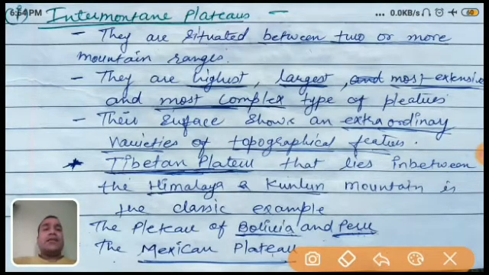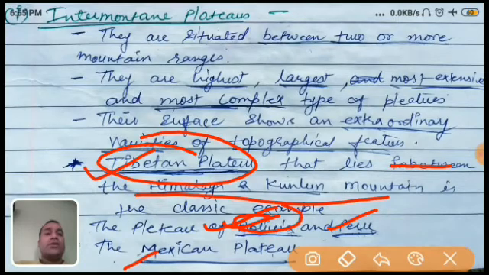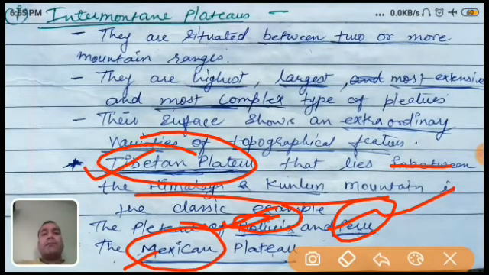Next one is the examples. Basically there are three examples here. First is the Tibetan plateau, which is in China. Second one, Bolivia and Peru. And third one is the Mexican plateau. This Tibetan plateau lies in between the Himalaya and Kunlun mountains. So first is the Tibetan plateau. Next one is in Bolivia, the Bolivian plateau. The Peruvian plateau is in Peru, and the Mexican plateau is in Mexico.